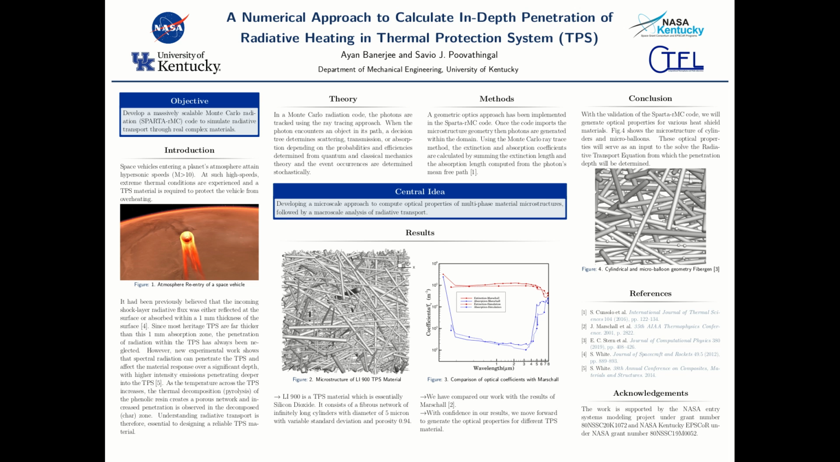With confidence in the results, we move to our next step: to generate the optical properties and solve the radiative transport equation. One major thing for this microscopic approach is that we need the optical properties to solve the radiative transport equation, because these optical properties serve as an input to the RTE, which is the radiative transport equation, and solving that is our next step, and that essentially helps us in determining the depth of these photons.